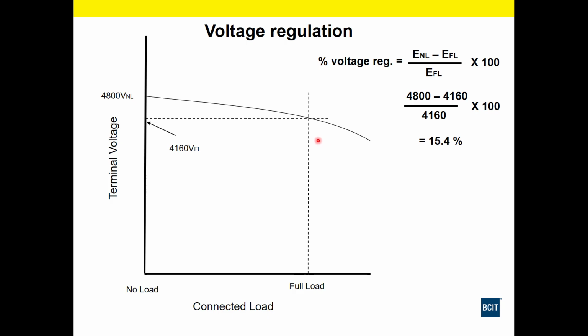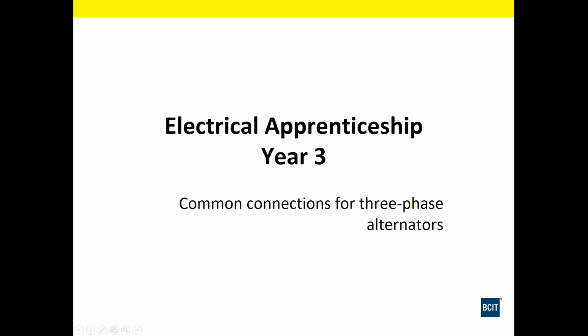So anyway, back to voltage regulation. Here we have 4800 volts no load, 4160 full load. Well, 4800 minus 4160, divided by that, we're going to have a 15% voltage regulation. Now, common connections for these are pretty straightforward. Same concepts that you're looking at with three-phase motors.